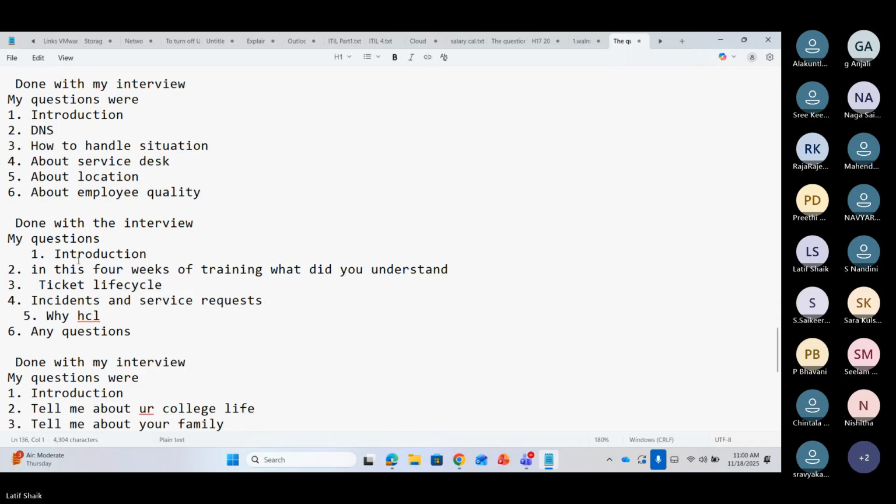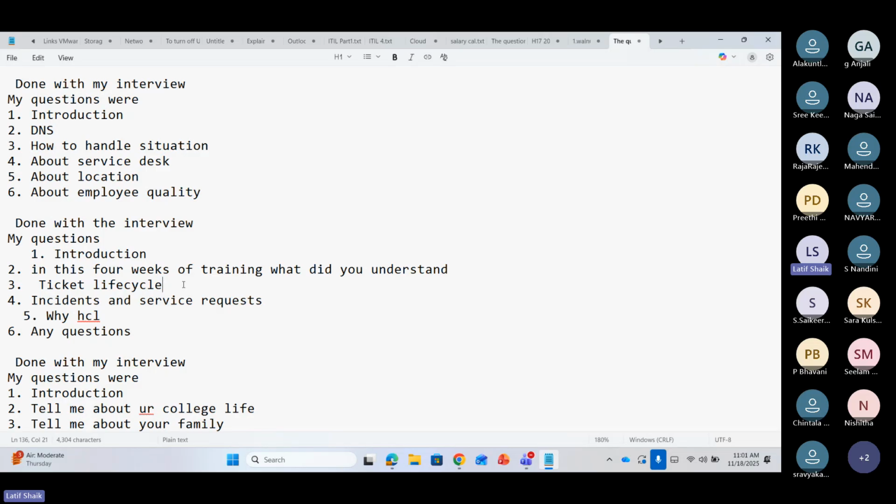Introduction. In these 4 weeks of training, what did you understand? So what are the topics in the training? First, we discussed the service desk, then hardware, networking. Next, we are going to see a few more things, right? And a very good question: ticket life cycle. You know this one very well, right? At the very start of the service desk, we discussed this ticket life cycle.